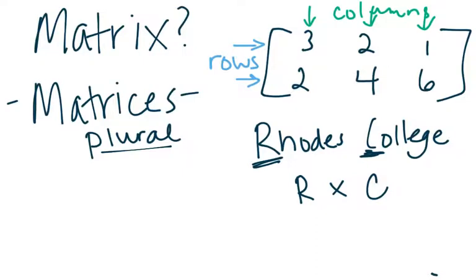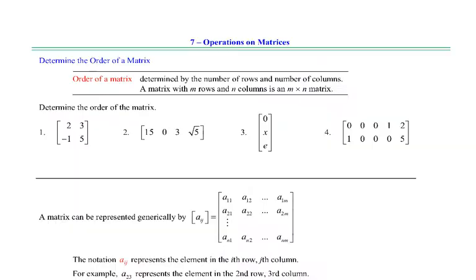So if I were to say that matrix A is equal to 3, 2, 1, 2, 4, 6, I would describe its size as 2 by 3, because there are 2 rows and 3 columns. Now if I were to talk about multiple of these things, we would say matrices instead of just a singular matrix. So let's get into it.